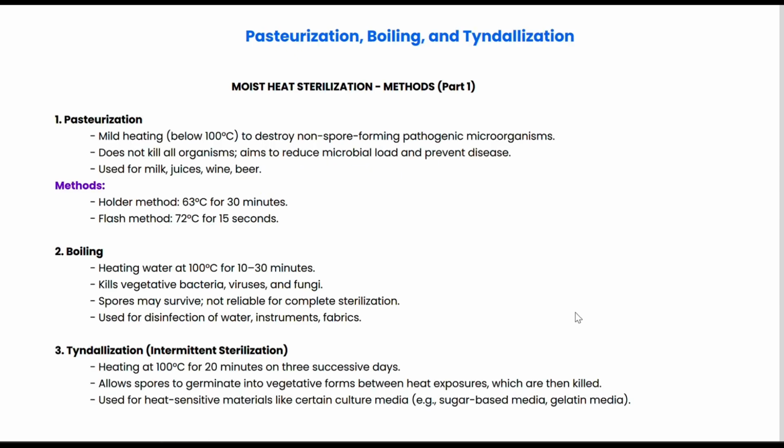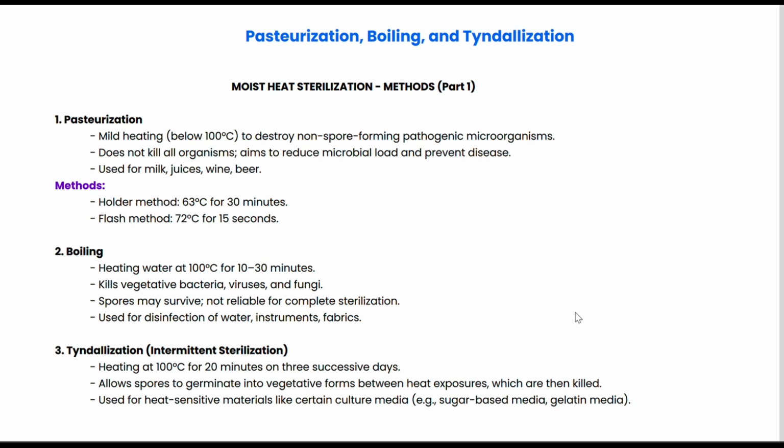Now let's look into some important moist heat methods, namely pasteurization, boiling, and Tyndallization. First, we have pasteurization. It's a method of applying mild heat, usually below 100 degrees Celsius, just enough to kill harmful pathogens, especially those that cause disease, but without destroying the quality of the product. Pasteurization is mainly used for milk, juices, beer, and wine.